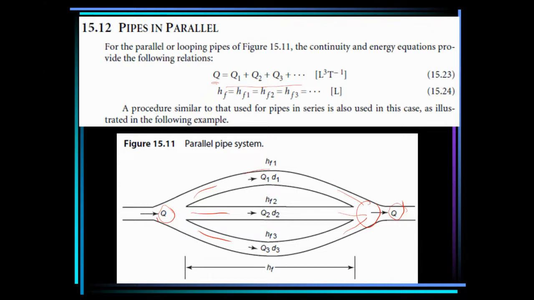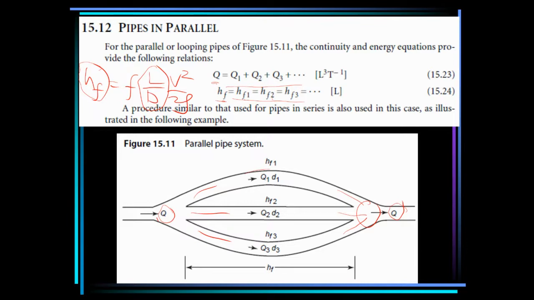And then what about the head loss? The head loss is constant in this case. More often than not, you realize that they have the same diameter and even length. So in that case, that will make the head loss the same. And if you remember, the frictional head loss is f L over D times V squared over 2g. So if L and D are the same for the pipeline, then by and large, they will have the same frictional head loss. So the head loss is the same in the system. HF is equal to HF1 is equal to HF2 is equal to HF3.